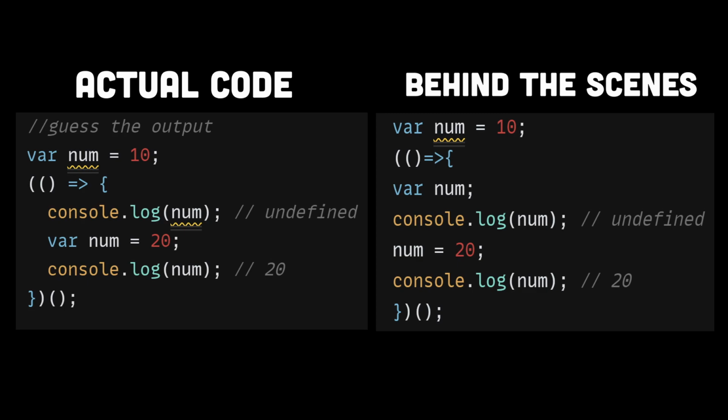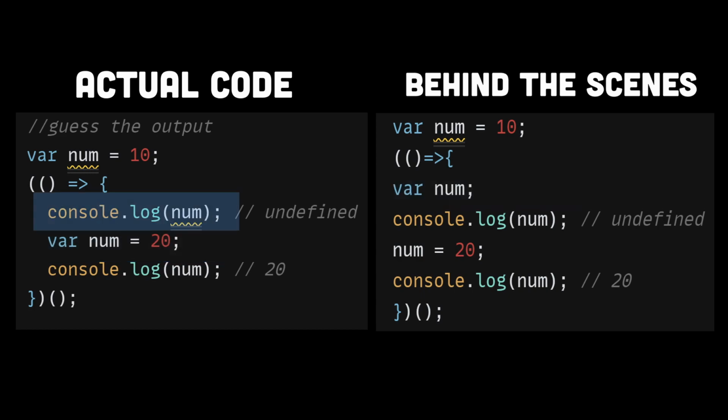So what's happening here step by step is, first, the variable num is declared and initialized to 10 at the top level scope. Then inside the immediately invoked function expression or IIFE, the variable num is declared again within the function scope and initialized to 20. The declaration is hoisted to the top of the function scope but doesn't affect the outer num variable.